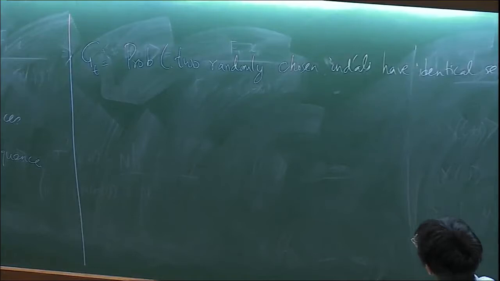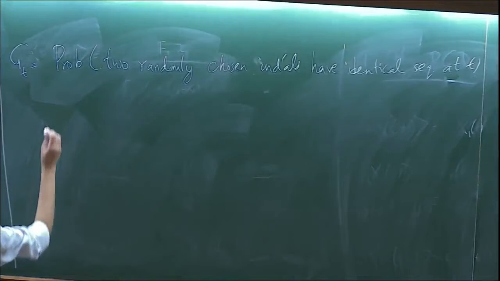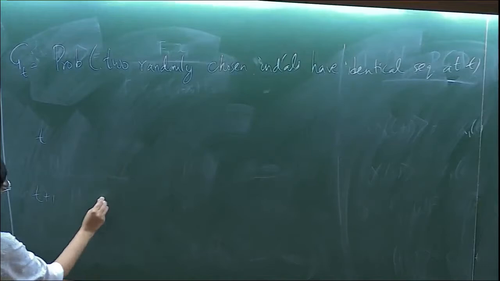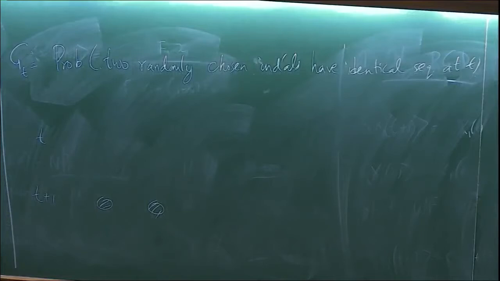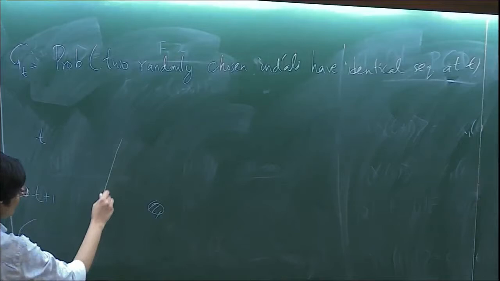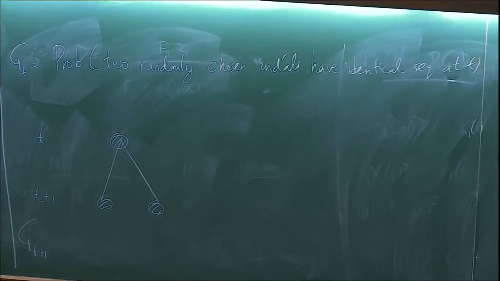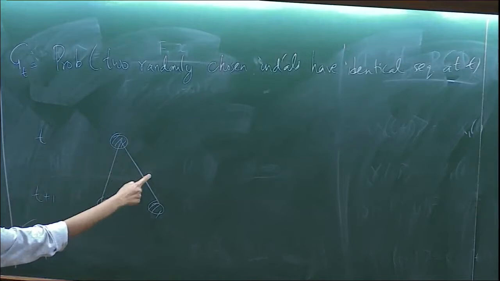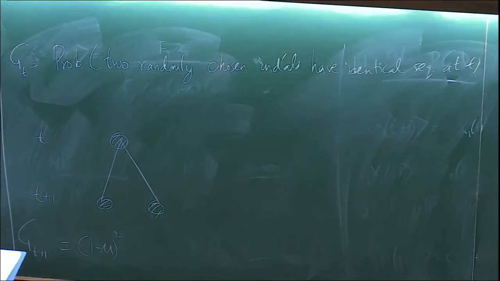For some reason I want to do this, and there's a practical relevance to this. So please stay with me. I want to write down a recursion relation for this. So I have these two sequences at time t plus one that have identical sequences. Let's think of a Wright-Fisher type process. So the probability that at time t plus 1 these two are identical could happen if in the previous generation they had a parent who has the same sequence. And it should not mutate because I said every mutation produces a new sequence, so no mutation should occur.